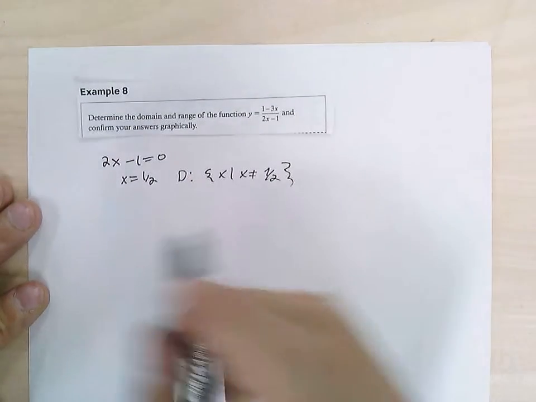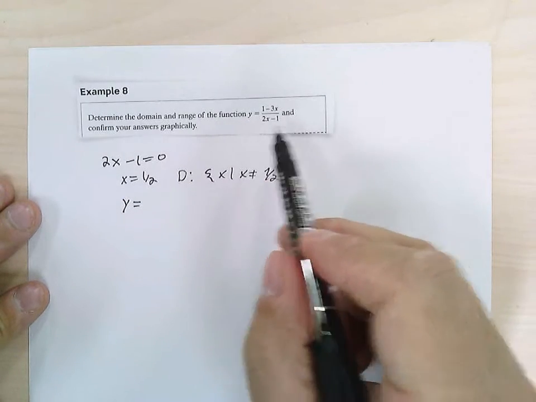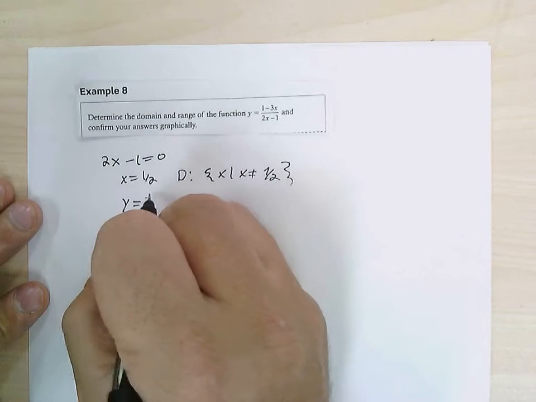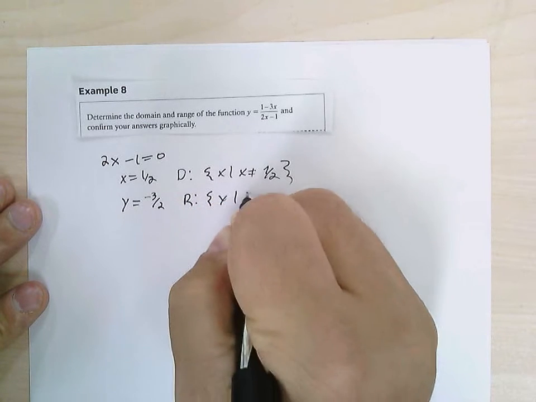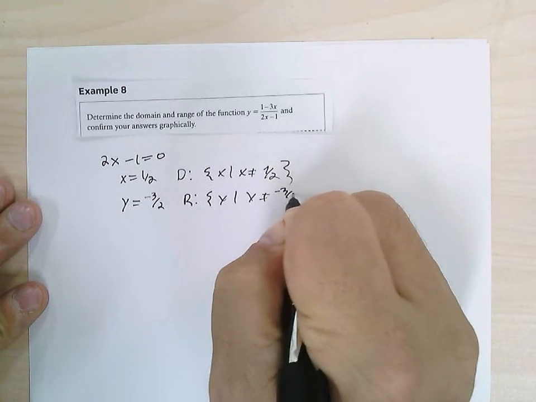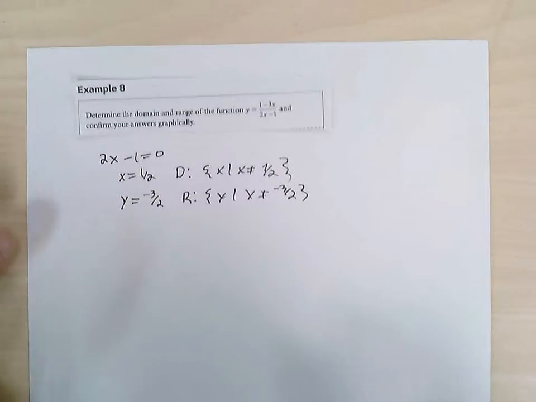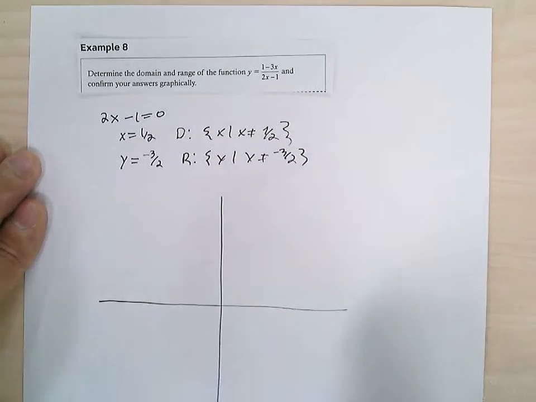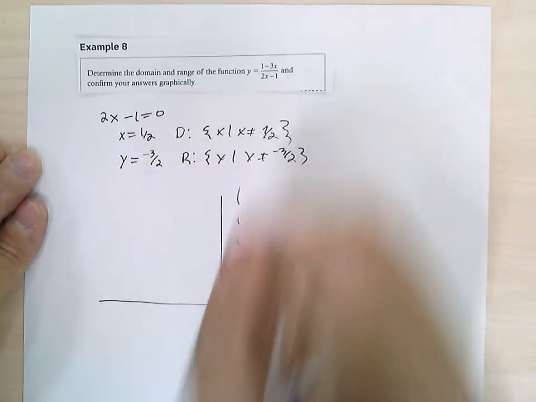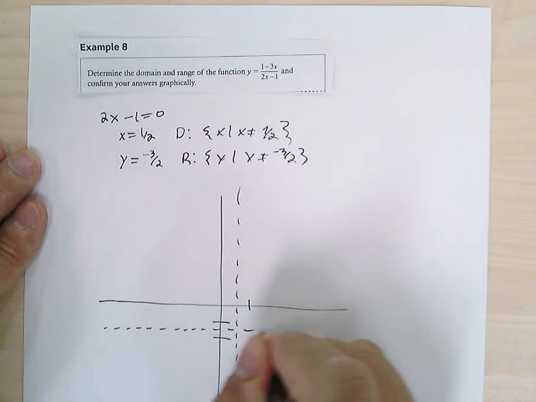And same difference, I can go ahead and find my horizontal asymptote by taking -3 over 2. And then my range is going to be y such that y not equal to -3 halves. So now I know my domain, my range, and my vertical and horizontal asymptotes. And now I can use that to graph it. And well, the first one is at a half again, so I have a vertical asymptote here. And the next one is at -3/2, so that's -1.5.